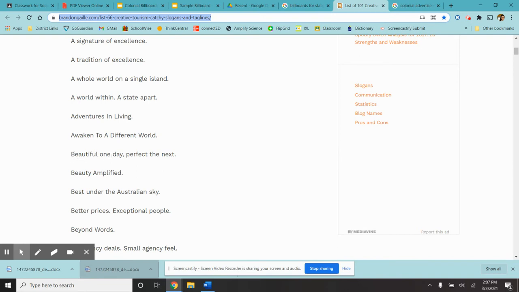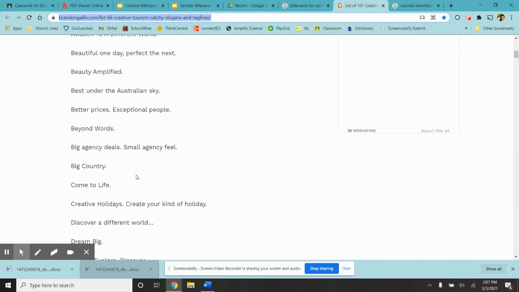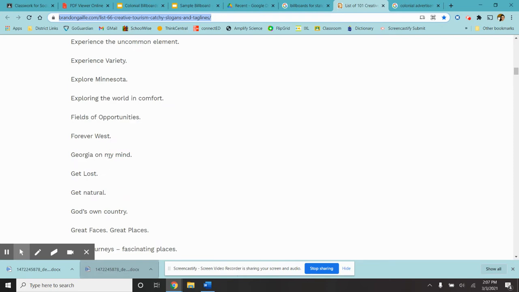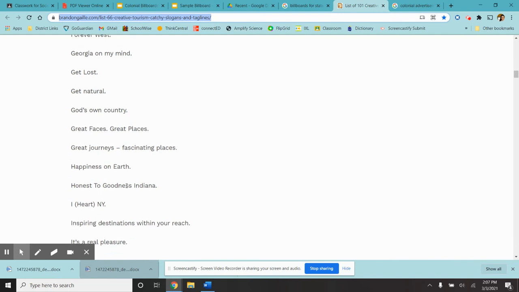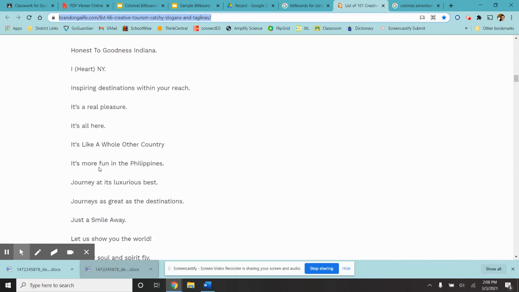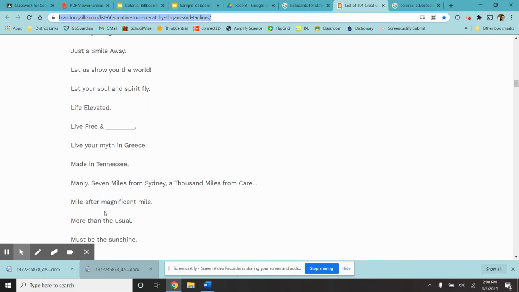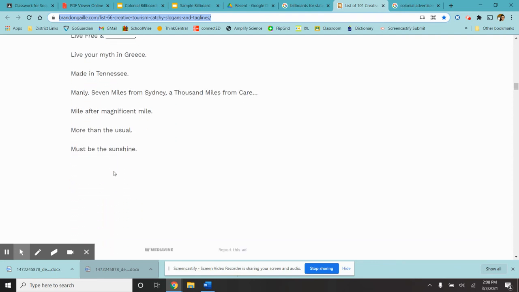New Jersey: beautiful one day, perfect the next. Something along those lines is a slogan. Georgia: Georgia on My Mind is the song, and it's the state song for Georgia. But it works. These are tourism slogans, but you could definitely change them very easily. Live free and pray in Maryland, if you wanted to be a practicing Catholic. So you could scroll through.